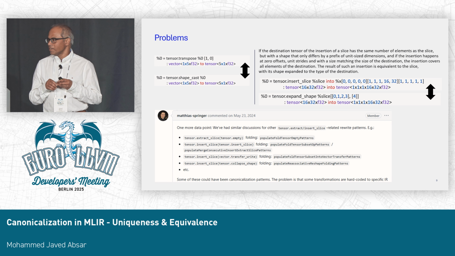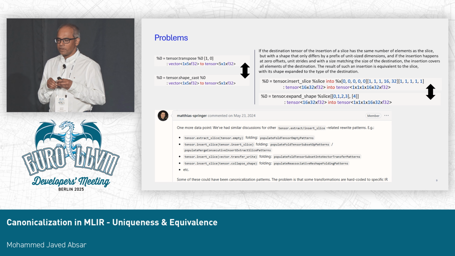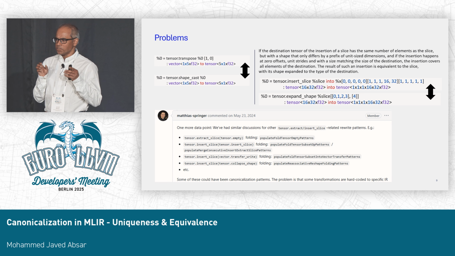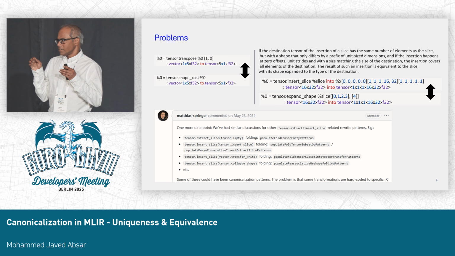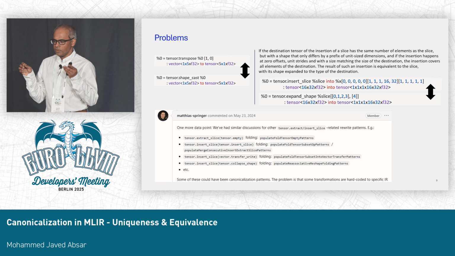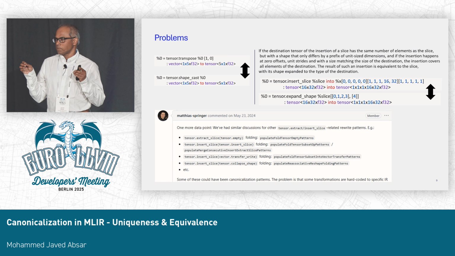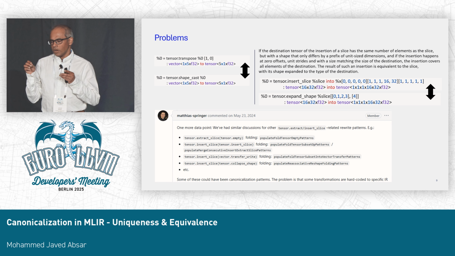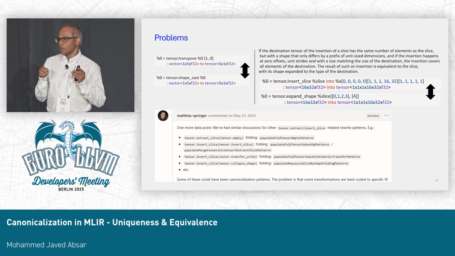On the right-hand side is a more complicated example. So you're doing an insert slice. You're inserting something into something, which is essentially overwriting the destination tensor. You get a new tensor, of course, and you could get the same thing if you did an expand slice of the original slice. Now, which one is the more canonical form?